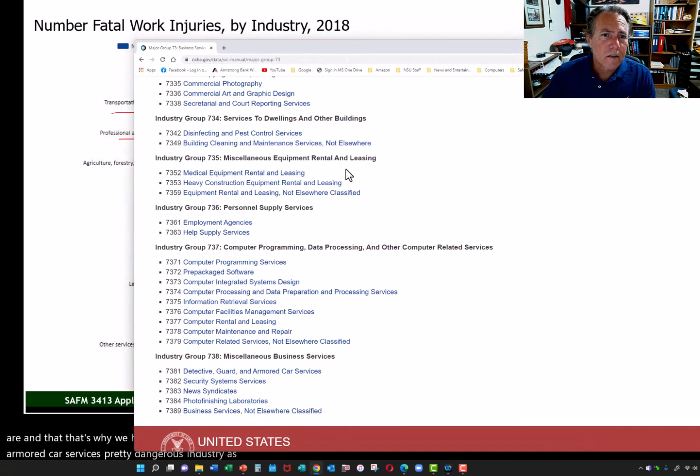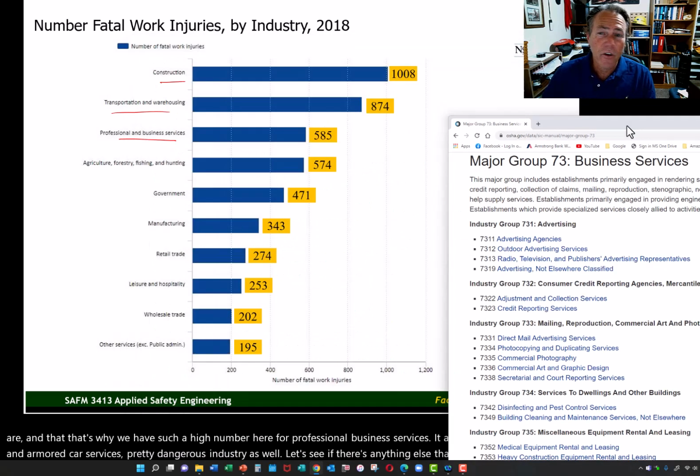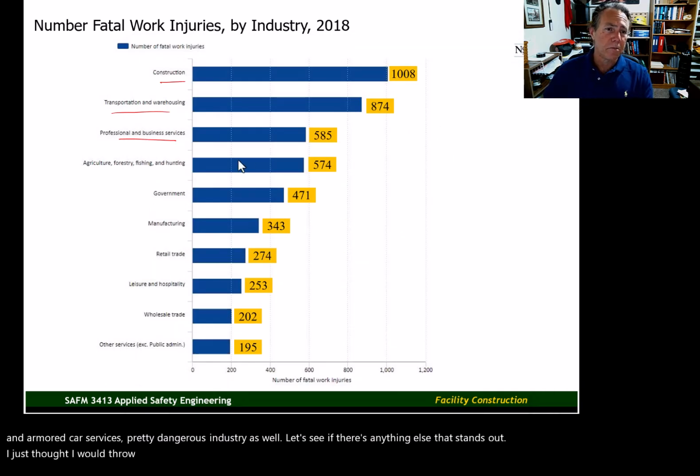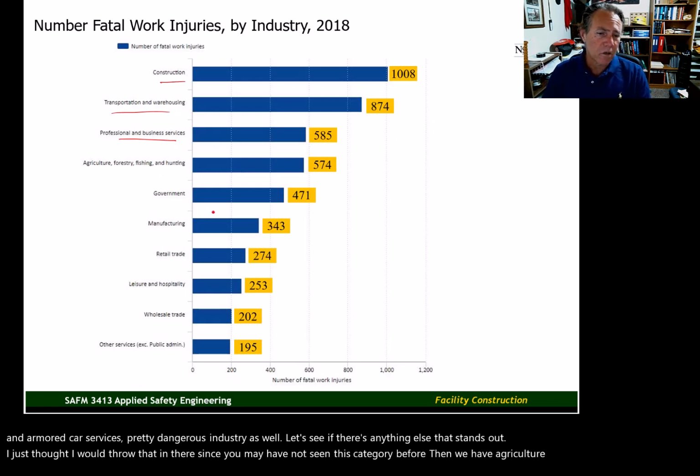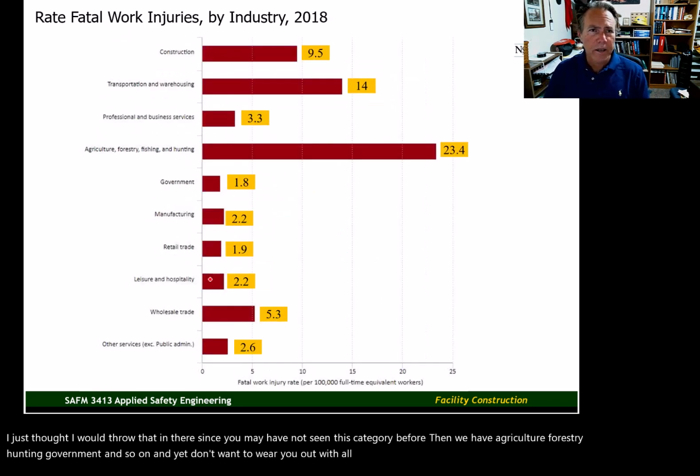Let's see if there's anything else that stands out. Anyhow, I just thought I would throw that in there since you may have not seen this category before. Then we have agriculture, forestry, hunting, government, and so on. And I don't want to wear you out with all the numbers, so let's go ahead and move on to more numbers.